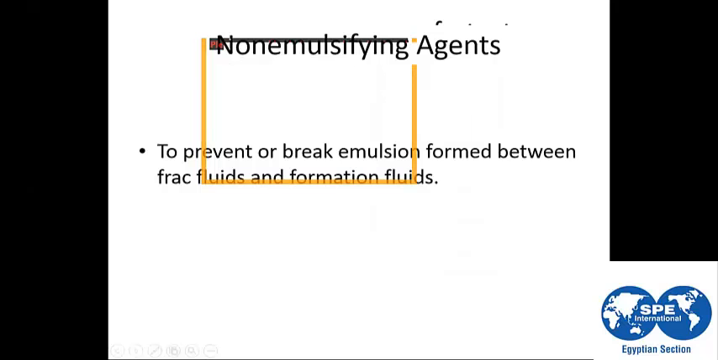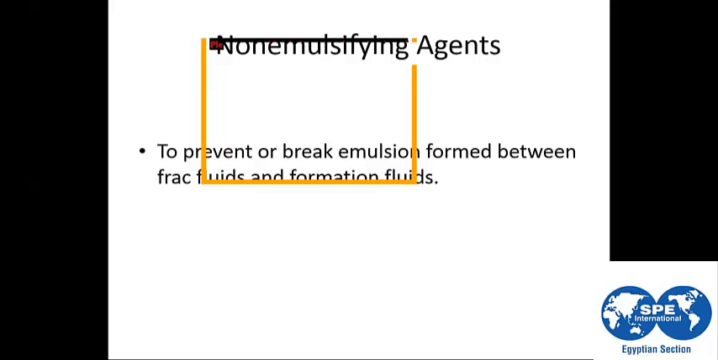So the next fluid additive is the non-emulsifying agent. We are using the non-emulsifying agent to prevent or to break the emulsion formed between the frac fluid and the formation fluid. What is the risk of forming an emulsion between the frac fluid and the formation fluid?